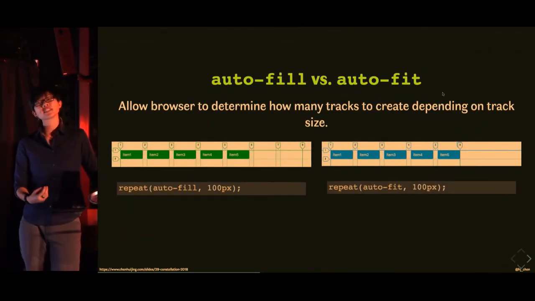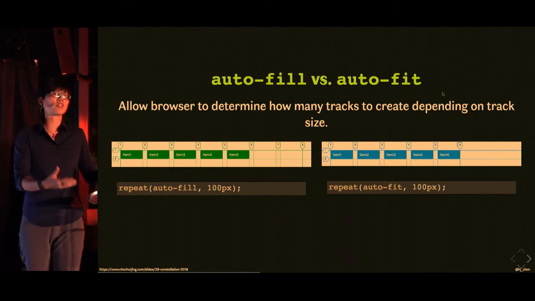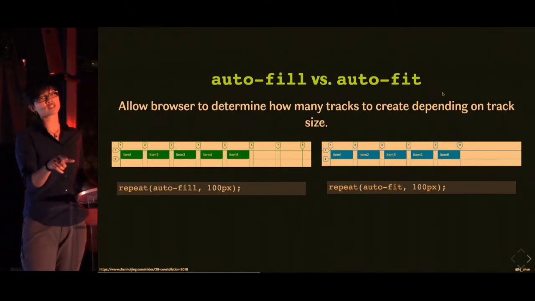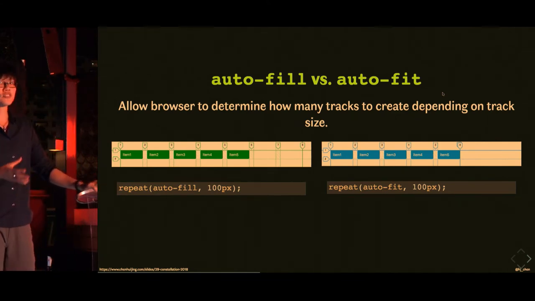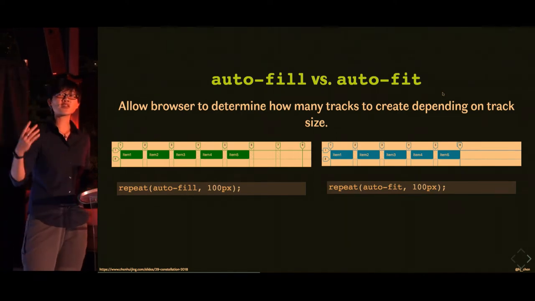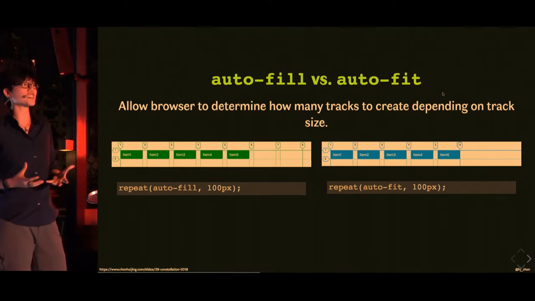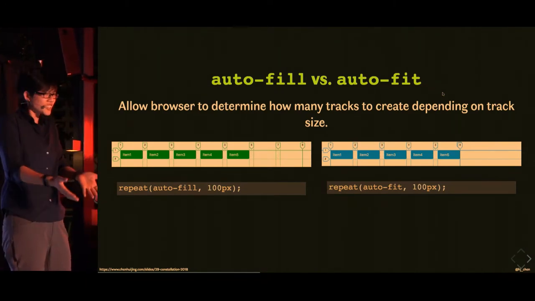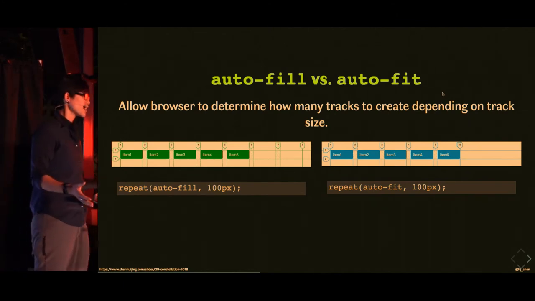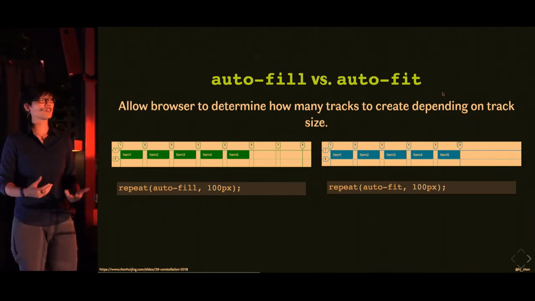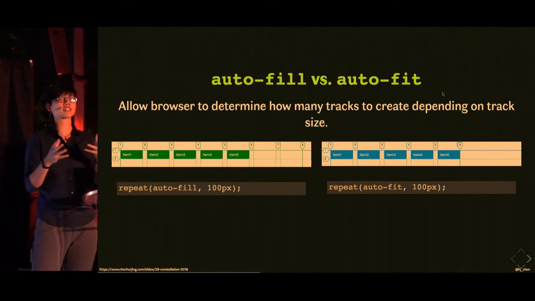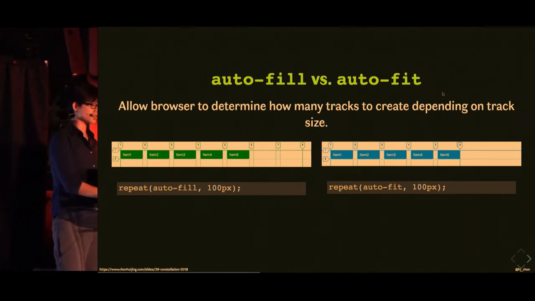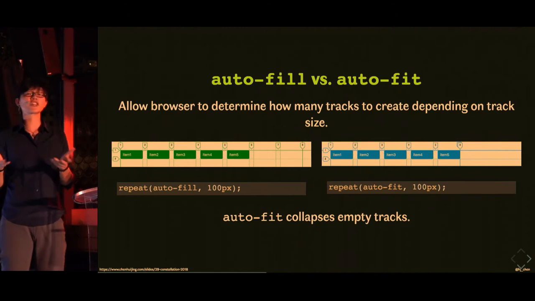Other than explicitly stating how many times I want a pattern to repeat, I can actually let the browser do that for me. Because at the end of the day, the browser is a piece of software, and software can do math better than you. So rather than waste precious brain cells on doing calculations that the browser can do for you, just let the browser do the math. So we have the keywords auto-fit and auto-fill, which allow the browser to determine how many tracks they need to create, depending on the track size that you have told it. The only difference between auto-fill and auto-fit is that auto-fit collapses empty tracks.